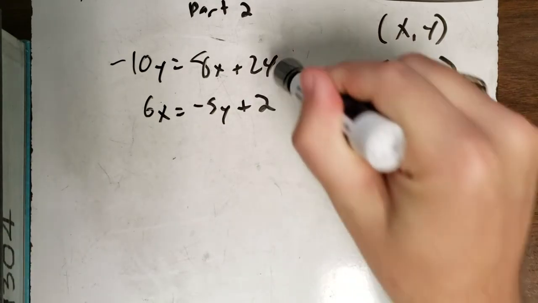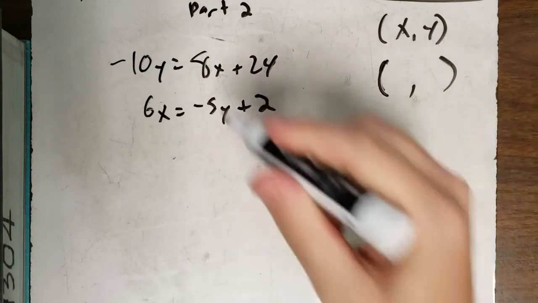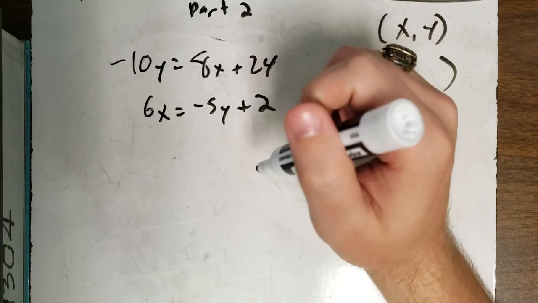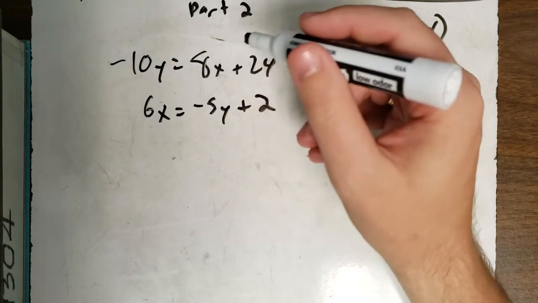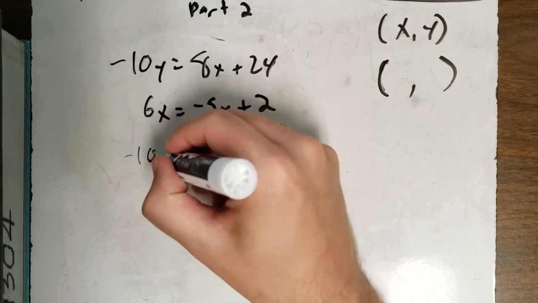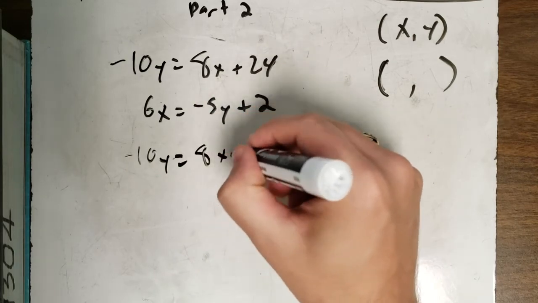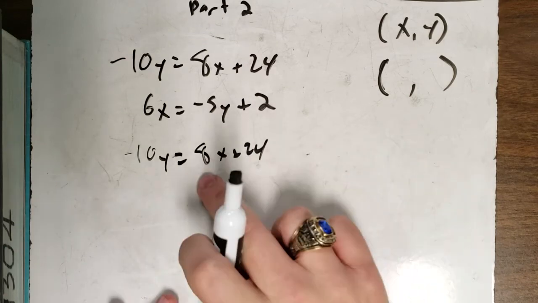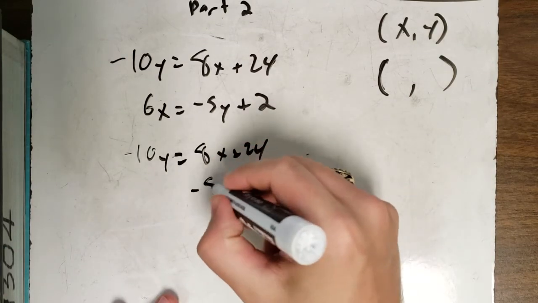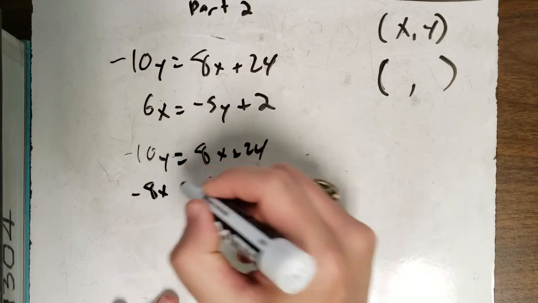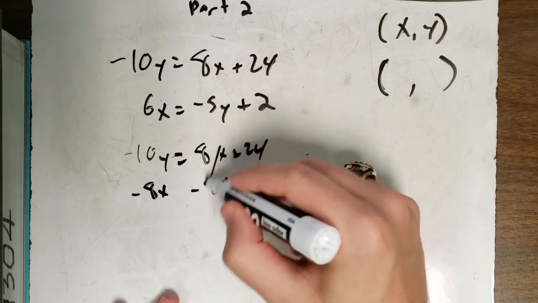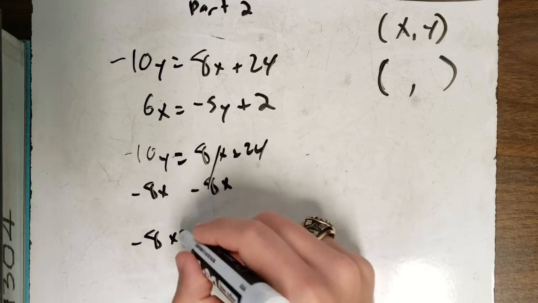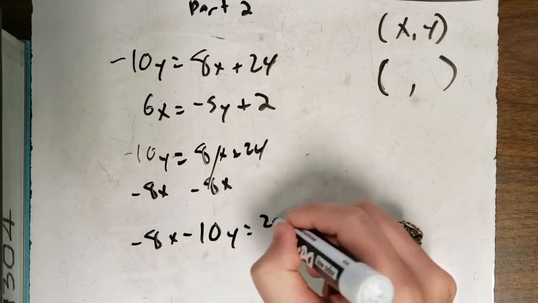So let's start with our first one here. Okay, we have our -10y is already by itself. We need to get our 8x over here. So if we were to rewrite this problem, -10y equals 8x plus 24. Okay, how can we get this 8x over here? Well, we move it. Okay, it's positive 8x, so we have to do minus 8x here, minus 8x here. That cancels, and we have negative 8x minus 10y equals 24.